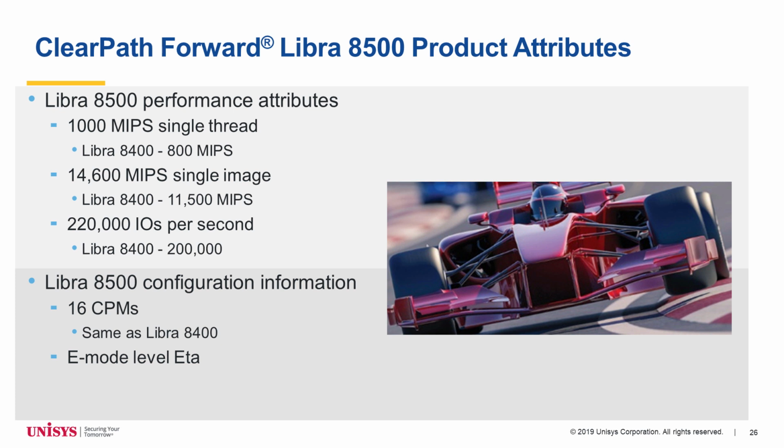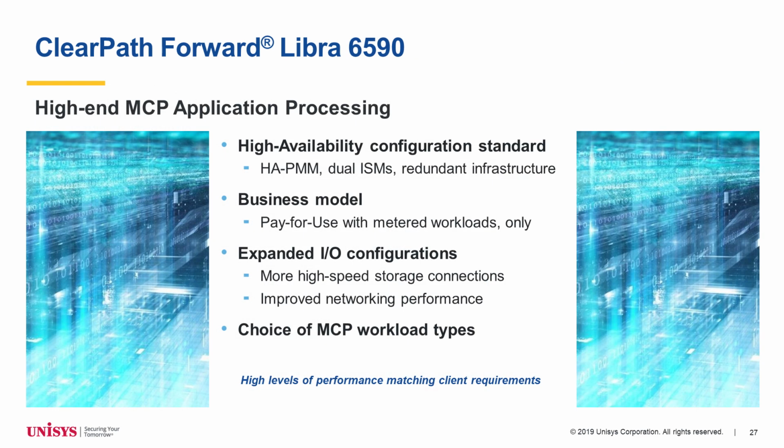So the 8500 performance: 1000 MIPS on single thread, 14,600 MIPS for single image with 220,000 IOPS per second. It's 16 CPMs, which was the same as the 8400, and it's E-mode level ADA. It has high availability as a configuration standard. The business model is what you've come to know with MIPS and pay for use with a metered workload.